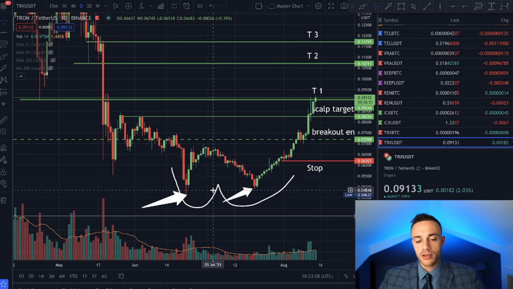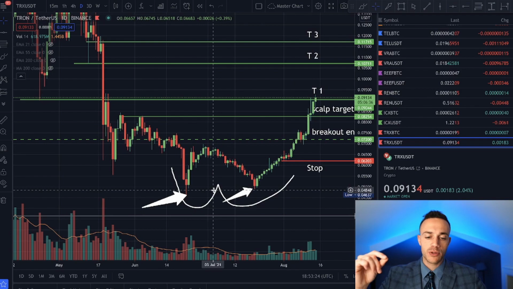So with Tron, double bottom, you may also have heard me refer to it in the past as a W chart reversal pattern. However it's referred to, just know it's the same candles that are playing out, the same pattern on the chart. You can call it whatever name you want. You just have to know how to identify it. Pattern recognition in trading is absolutely key.